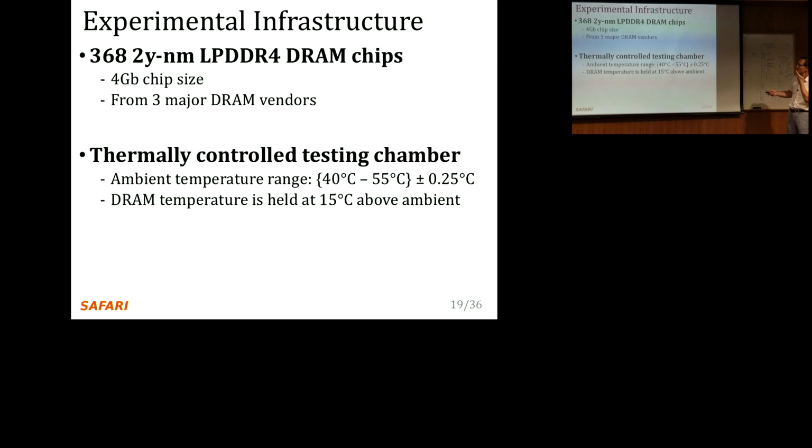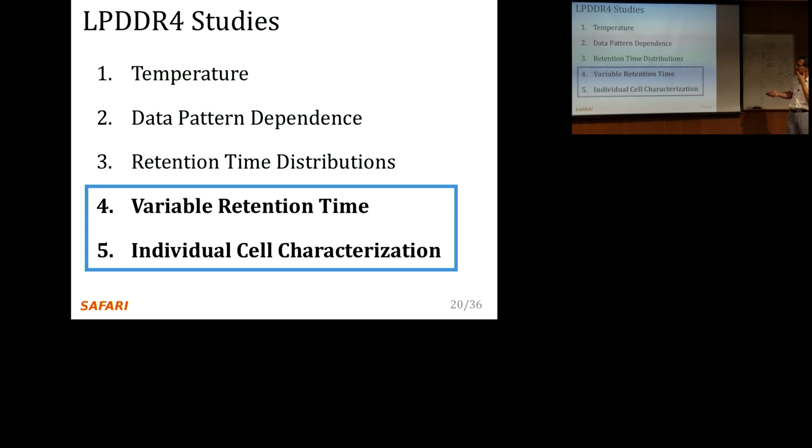So let's go over some results. I think some of these are interesting results. Basically, we characterized chips from 3 major DRAM vendors, and this was our accuracy. This is the most accurate testing chamber that we've done so far. Yeah, and you can read the paper for more details.